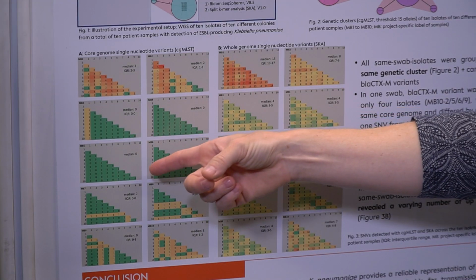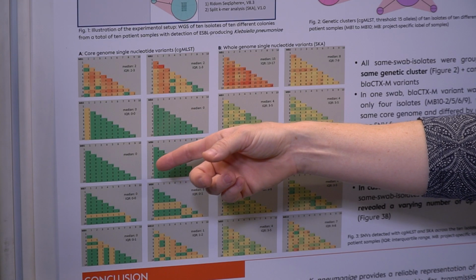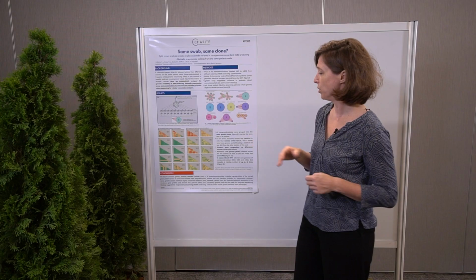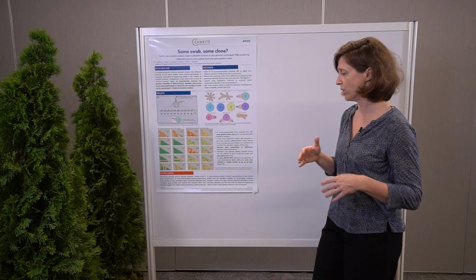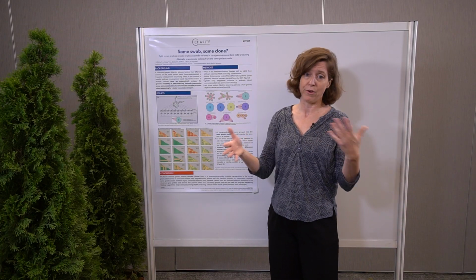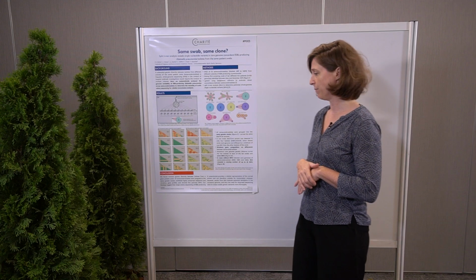But interestingly, the correlation between the core genome SNVs and the whole genome SNVs was good, but not perfect. If you look at swab number 5, you can see 0 core genome SNVs and up to 22 whole genome SNVs, which may reflect variation in the accessory genome.